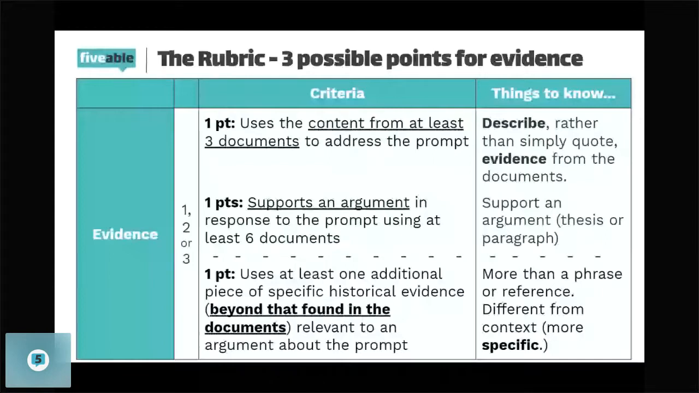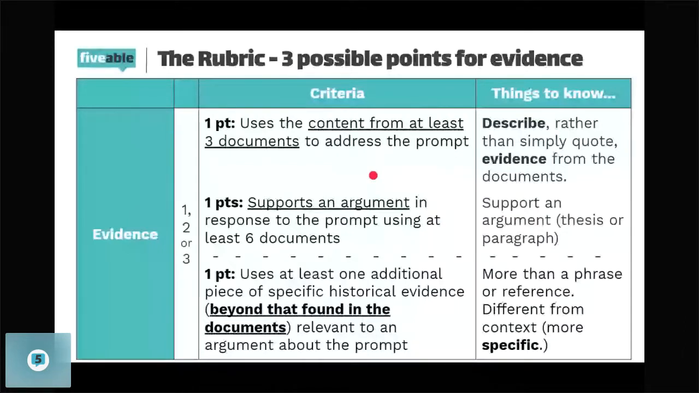So you get 1 point if you use the content from at least 3 documents to just address the prompt. So you're not making an argument, you're just describing what's in the documents, right? Describing that evidence, and of course we never want to quote, we want to know what you, the student, think about them and what you have to say about them. So this is not like English where you want to provide textual evidence. We want to know what you think about the documents or what you can gather from them. So if you describe 3 of the documents, you can get a point. So that's actually pretty easy to do.